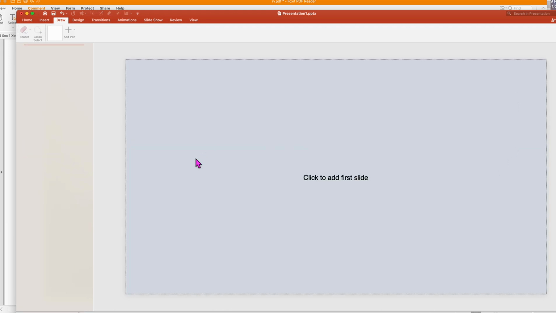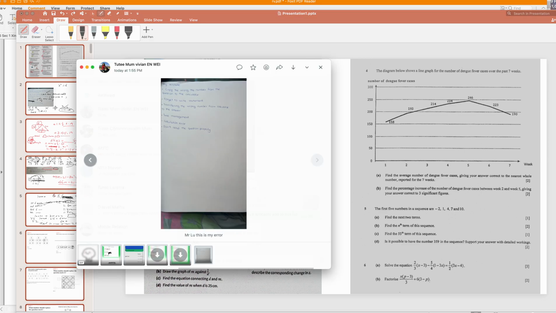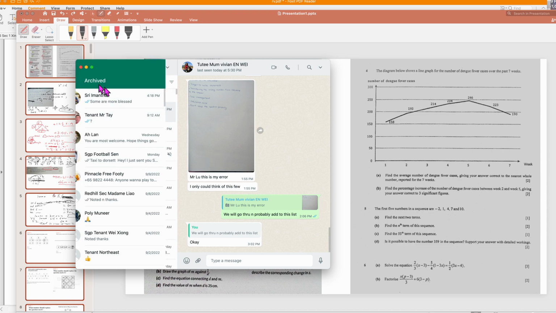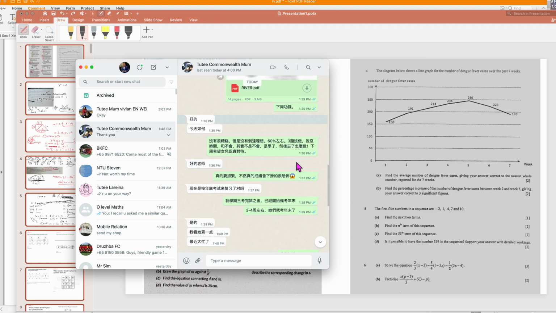Okay, good. So next week, like I said, you're supposed to do your school one. Actually, I also have gotten your school one already. I also have taken a photo of it already.